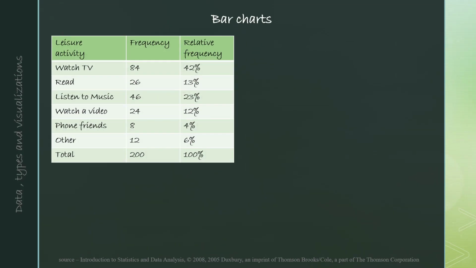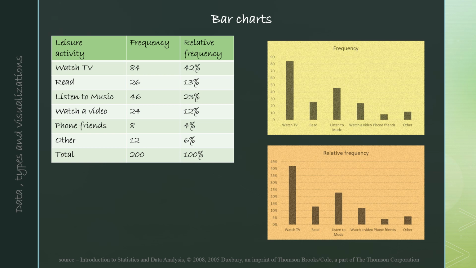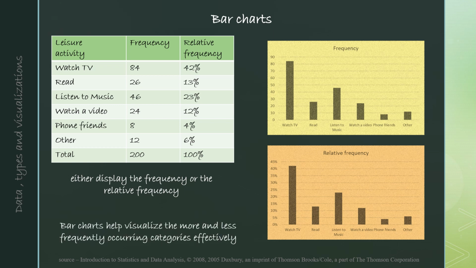Bar charts are the graphical visualizations of the frequency table for categorical variables. Bar charts either display the frequency or the relative frequency. The horizontal line represents the category labels and the vertical line represents the frequency or relative frequency. Bar charts help visualize the more and less frequently occurring categories effectively.